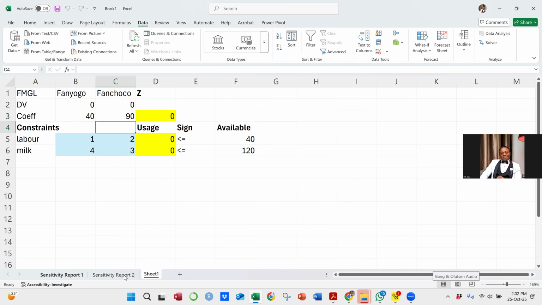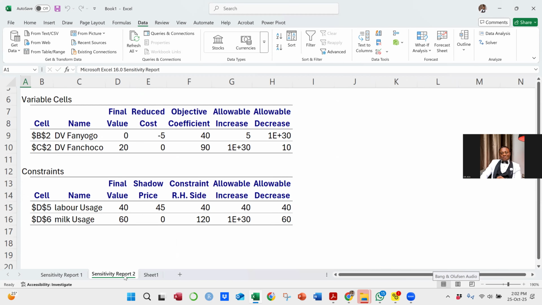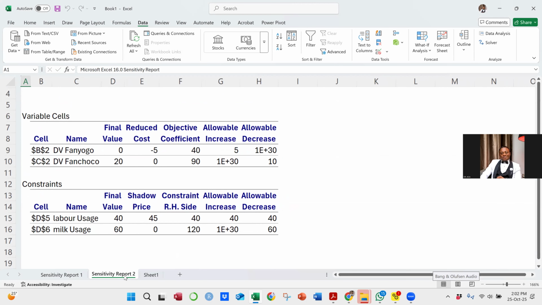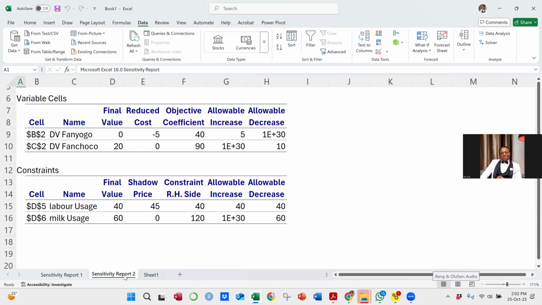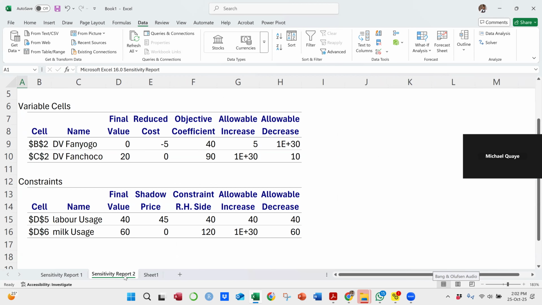I want you to check the sensitivity report 2 that I have. So you can see that with this sensitivity report 2, what are we doing with FindUgo? Michael? It says don't produce FindUgo. Good. So if you go ahead and proceed, what will happen? Raise your hand.